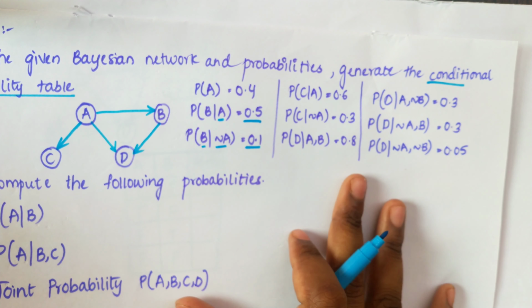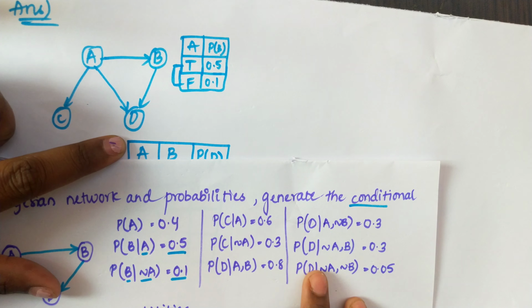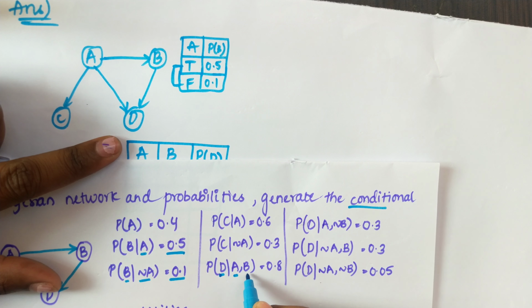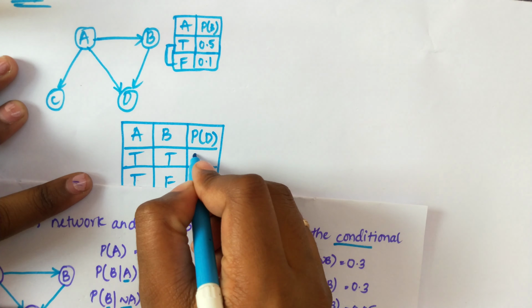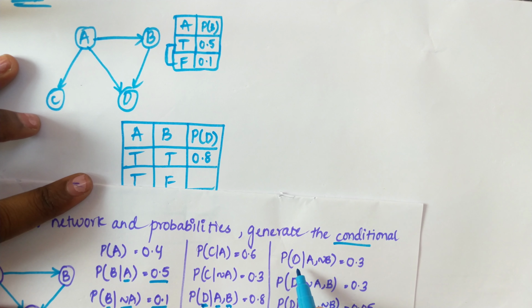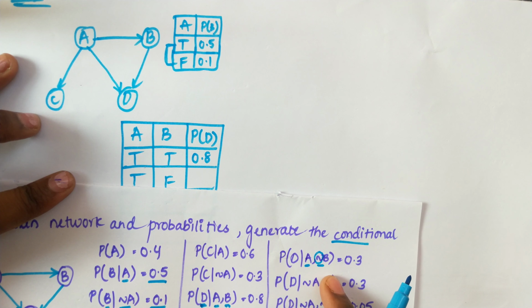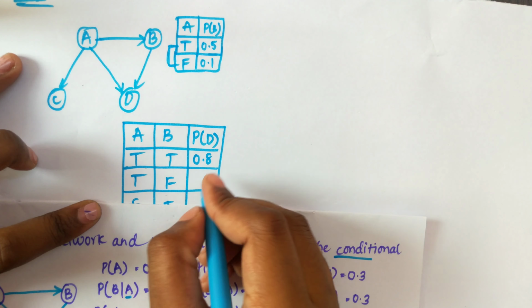From the question itself we can find the answer. We are finding the probability value for D. Probability value of D, if A is true and B is true, there is no negation symbol, it means both A and B are true. Probability of D, if both are true, is 0.8. Probability of D, if A is true and B is false, here there is a negation symbol, it means A is true and B is false, then the probability value is 0.3.